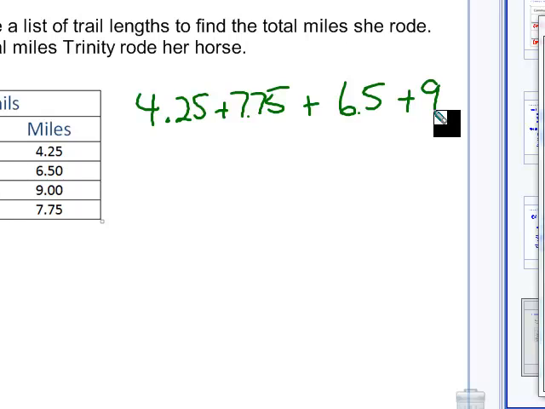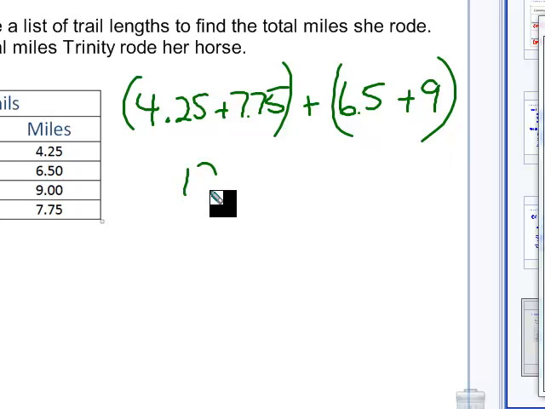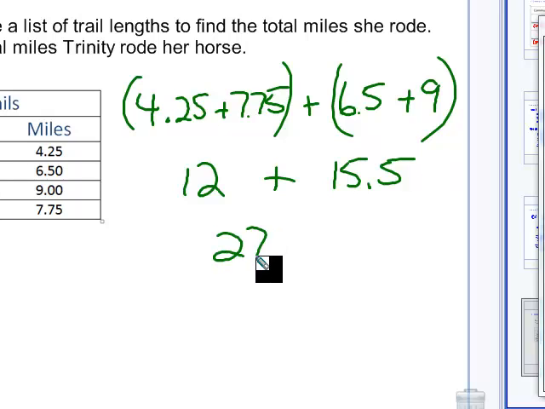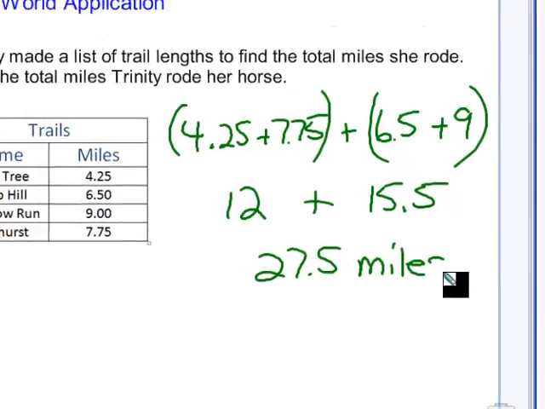Okay, then I'm going to group them. What is 6 1/4 plus 7 3/4? Well, the decimals add up to 1. So I got 1 plus 4 plus 7, which is 12. And 9 and 6 is 15.5. Okay, I can add those two in my head pretty quickly. 12 and 15 is 27, and I have a half. We need to label that miles.